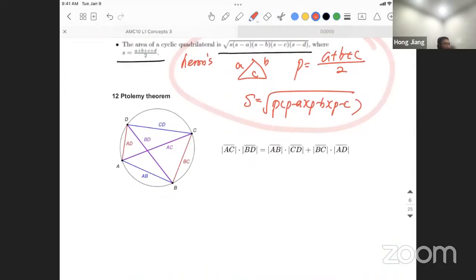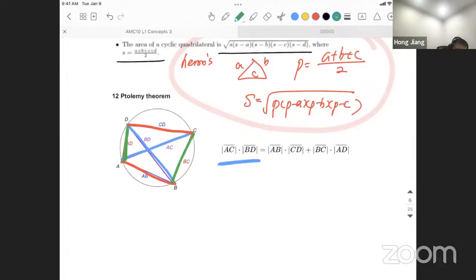The other one is the Ptolemy theorem, right? As long as a quadrilateral is cyclic, you will have the Ptolemy theorem. The Ptolemy theorem reveals the relationship between all the sides plus the diagonals of a cyclic quadrilateral. So it goes like this: the product of your two diagonals equals the sum of the products of the two pairs of opposite sides.